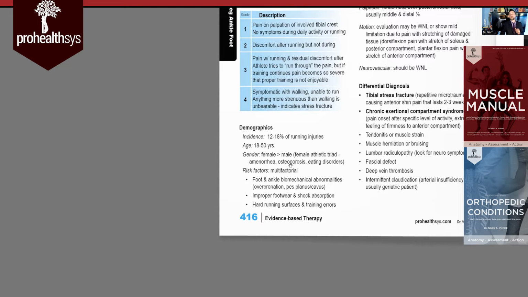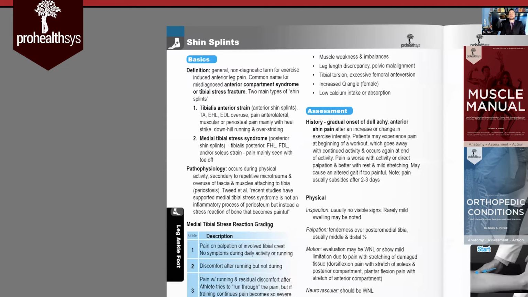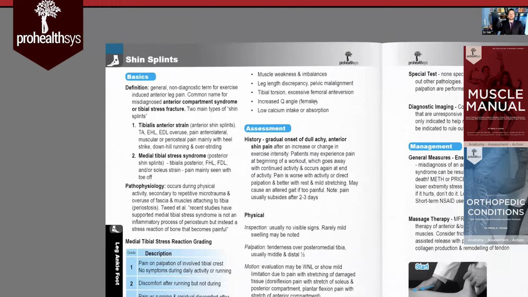Risk factors, multifactorial, depending on the cause. Shin splints, too generic, doesn't help us. So you could have ankle and foot biomechanical issues that are taking place. Lack of training ability could be there, or training errors we can see. Running on hard surfaces without giving the body time to adapt. Improper footwear or shock absorption. These are going to be some of the key items that we look at. Muscle weakness and imbalance could be there potentially.